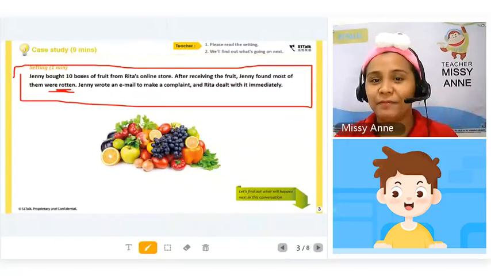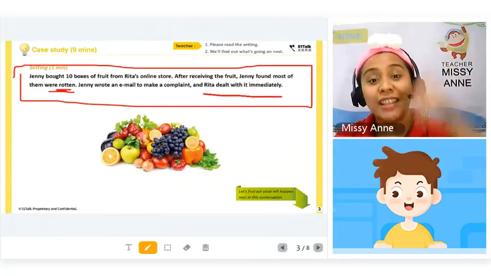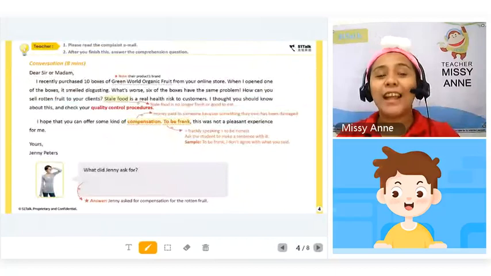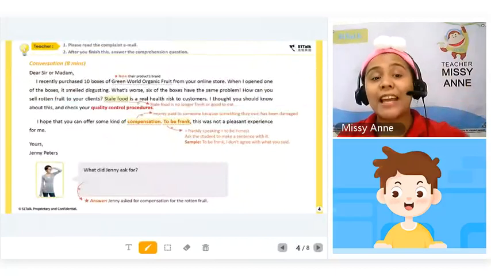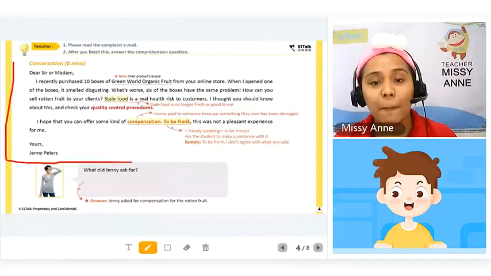I think Rita, first, Rita will give Jenny an apology for this matter, and fix the problem as soon as possible. Very good. So that is how Rita dealt with it immediately. Very good, Fiona. Now let's have a look at the email or the complaint sent by Jenny to Rita. Can you read the email, Fiona?